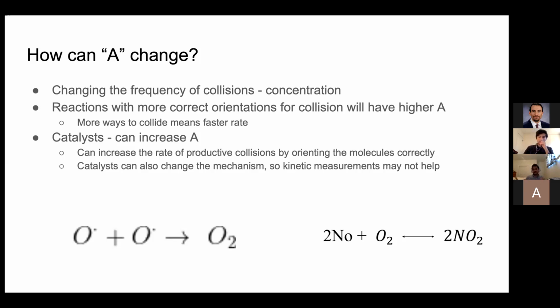And the more limited you are in what orientations you need, the lower your reaction rate, the lower your K value. And finally, tying this all back into catalysts. Catalysts, of course, will decrease activation energy, but they can either decrease activation energy, increase your pre-exponential factor, or do both. And they do that by increasing the rate of your productive collisions.